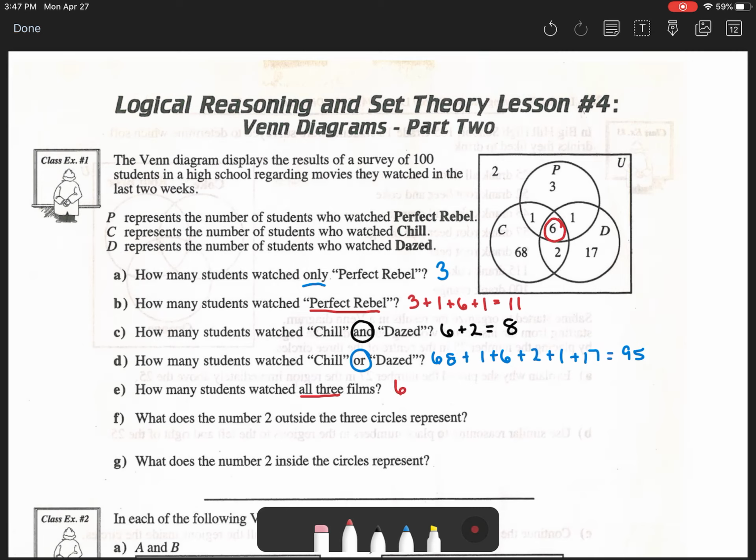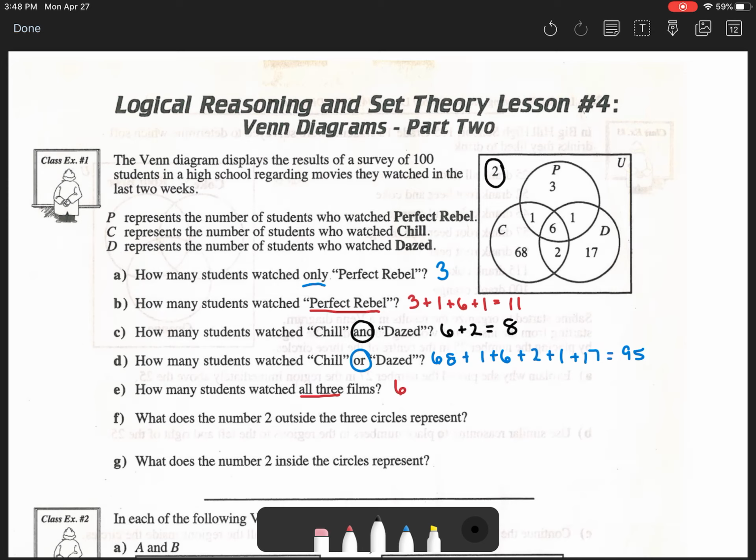Next, how many students watched all 3 films? So that's the piece where they all basically overlap. So in that one, that's that number 6 right in the middle. So the number of students that watched all 3, that is the 6 on the inside there where all 3 overlap.